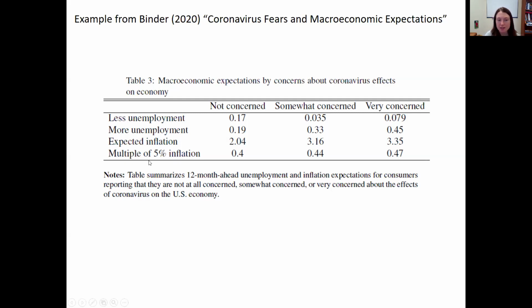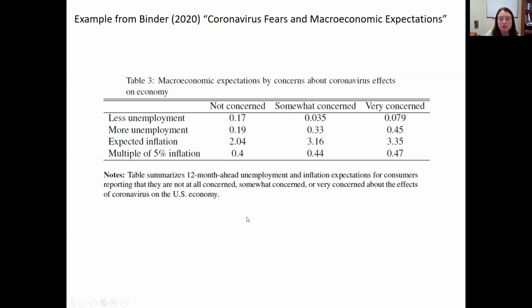The reason I have that is because in another paper, I show that consumers who are really uncertain tend to report multiples of 5 percentage points for their inflation forecasts. So I wanted to see which of these groups of consumers is most uncertain about inflation.